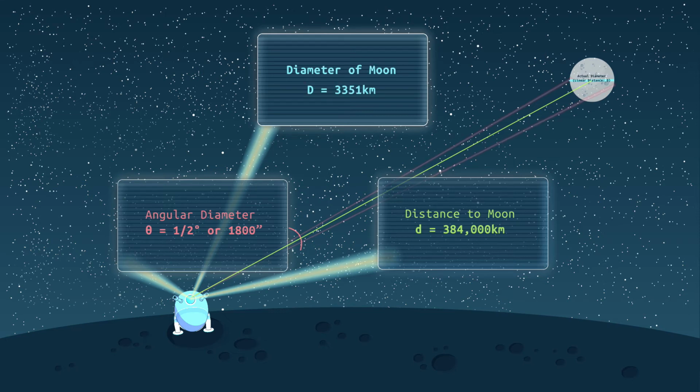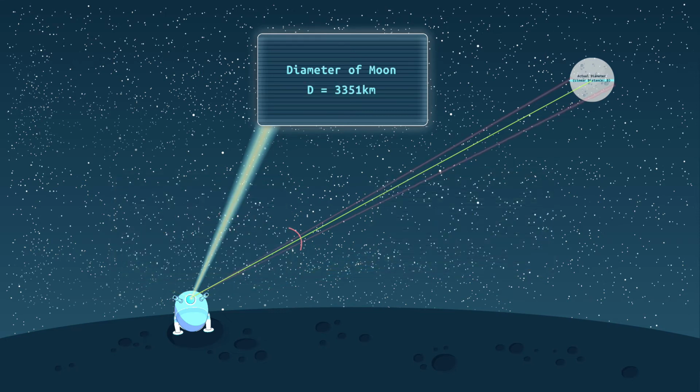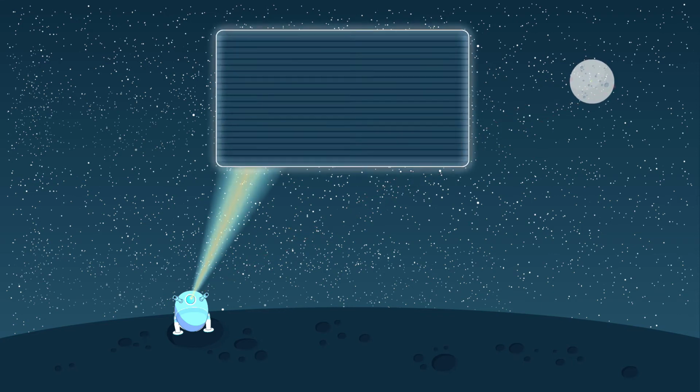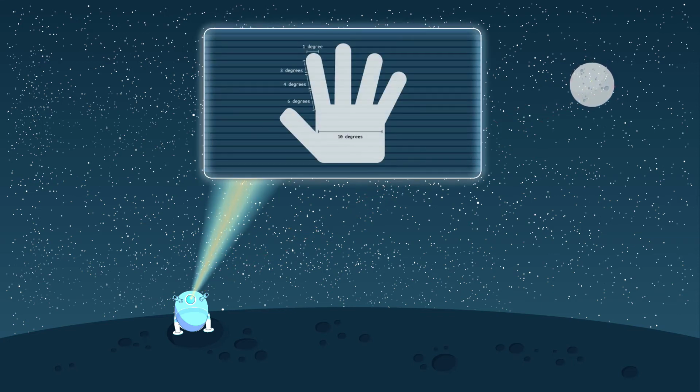You can use it to approximate the diameter of the Sun, Jupiter, and even the International Space Station. All you need to know is the distance to the object and the angular diameter. You can use your outstretched hand to figure out the number of degrees between objects in the sky using your fingertips, phalanges, and closed fist.